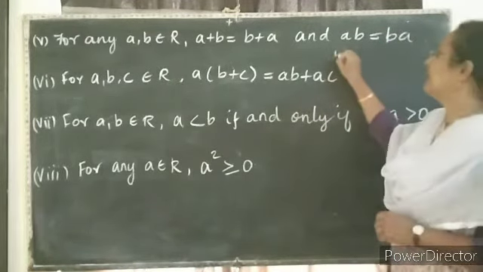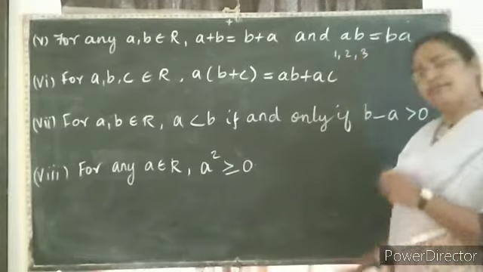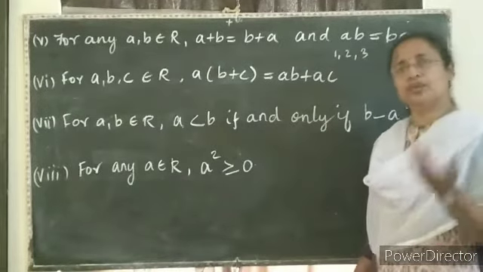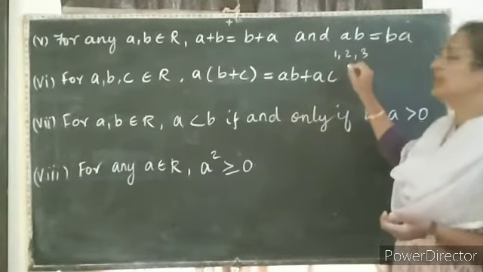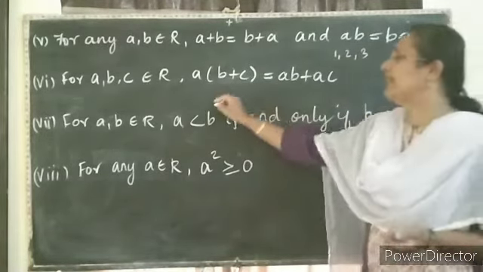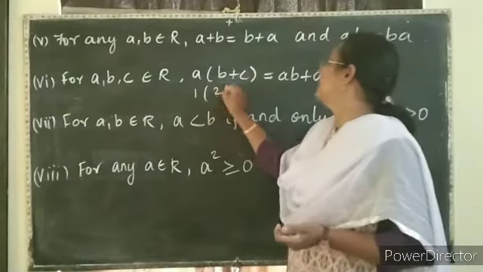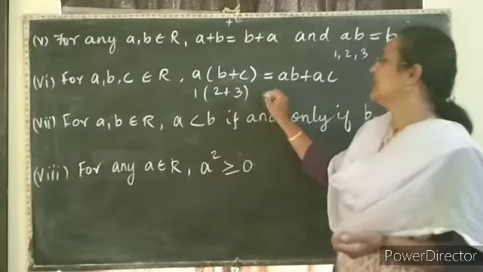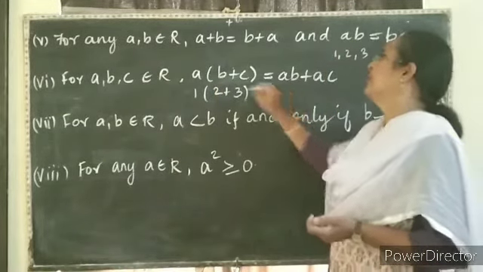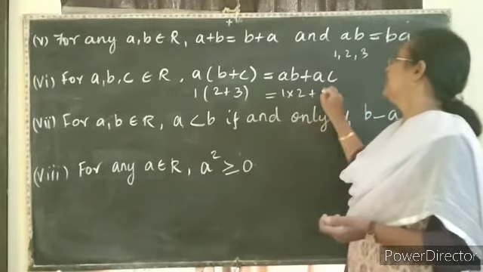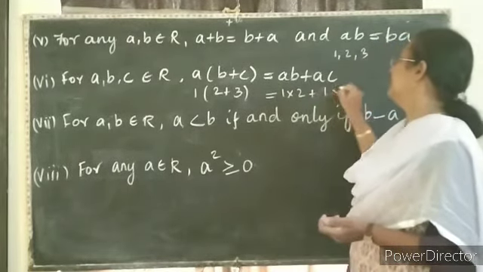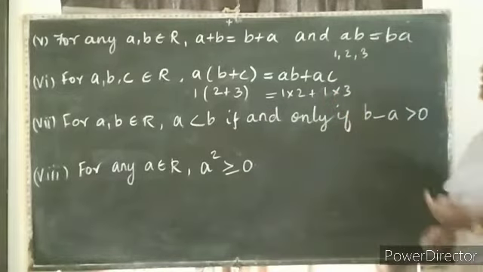Let's take 3 numbers 1, 2, 3. Of course it can be a negative number too. You can try and see. So now 1, 2, 3, I have taken it very simple. So let's discuss this one. So 1 into (2 plus 3). This answer should be equal to, now a into b, that is 1 into 2, plus 1 into 3. Is that so?